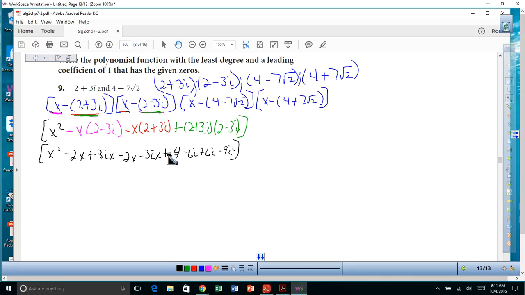Okay, now if you look, you got x squared. Now let's combine some like terms here. You got minus 2x and minus 2x. Do you have any other?